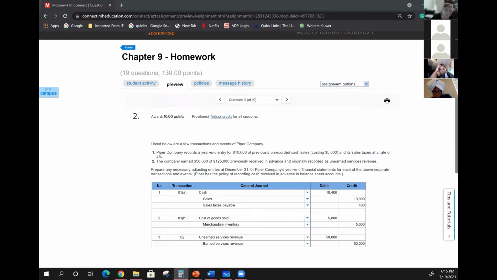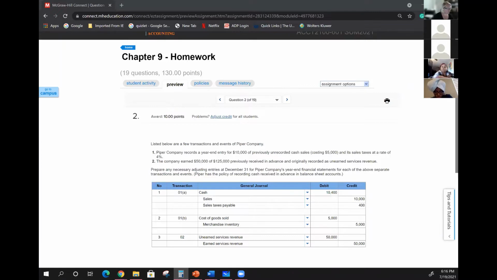So it's saying the company earned $50,000 of $125,000 that was previously received. So they're not asking you to record the entry where you receive the cash. They're asking you to record the entry to recognize the $50,000. So initially, when you set up the unearned revenue for the $125,000, you're going to receive cash. So my debit's going to be cash. The credit's going to be unearned revenue for $125,000, and it's sitting as a liability.